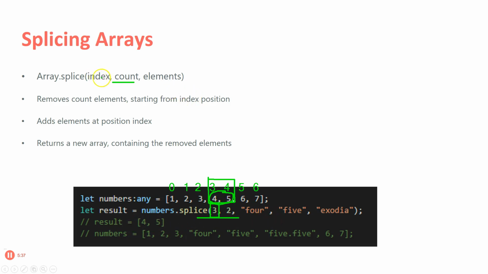And then I'm providing the elements, so 4, 5 and 5.5. What will happen? Well, first with splice I will get these 2 elements from the third index, which will return 4 and 5. But then I'm going to replace these with the elements that I provide here. So the result would be 1, 2, 3, and instead of 4 and 5, I would have 4, 5, 5.5, and then I'll continue with 6 and 0.